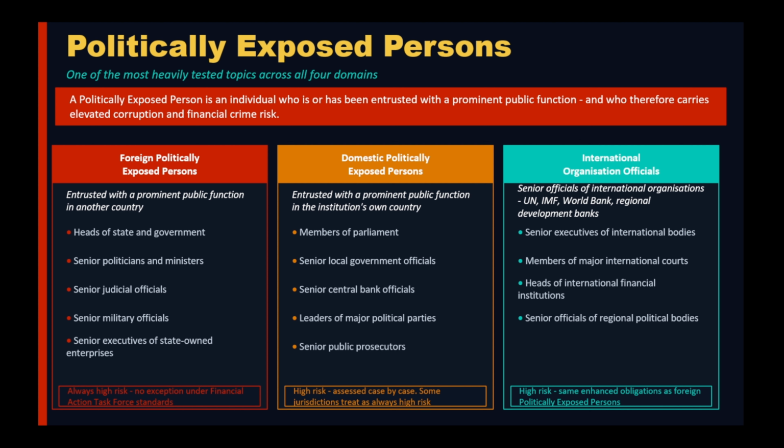Family members and close associates. PEP status extends beyond the individuals. Family members such as spouse, children, parents, siblings, and close associates such as business partners, personal advisors, and individuals known to be closely connected, carry the same elevated risk treatment. This extension is explicit in FATF Recommendation 12 and in national law across most jurisdictions. The exam asks about all 3 categories. Know each one, who qualifies, what the default risk treatment is, and whether family members and close associates are included.